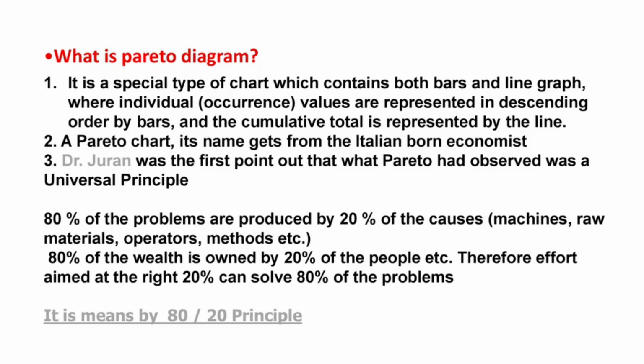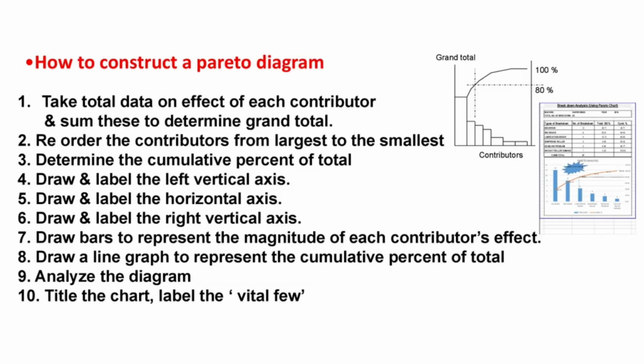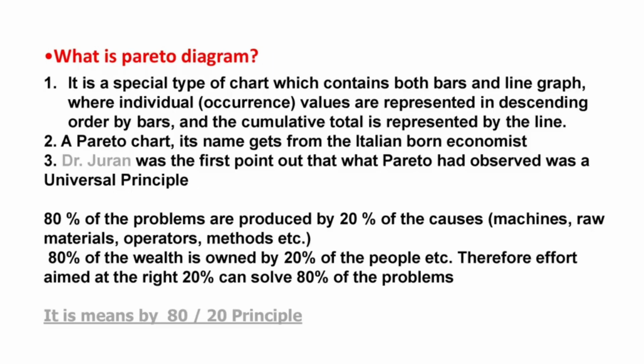He observed that 80% of problems are produced by 20% of causes: machine, method, material, environment. We call this the 80 to 20 principle. If 80% of problems come from 20% of causes, eliminate those causes.